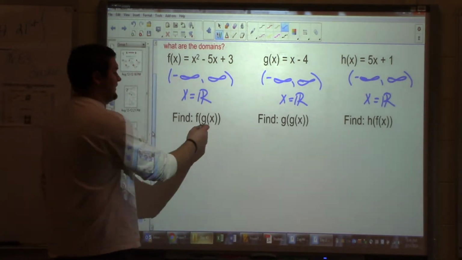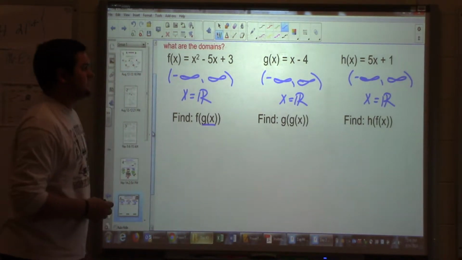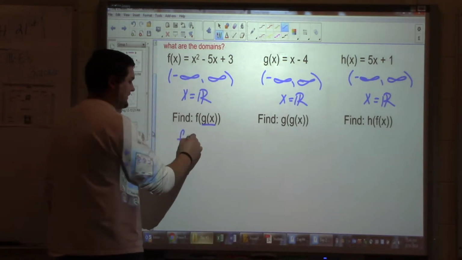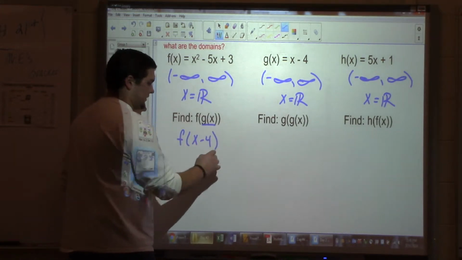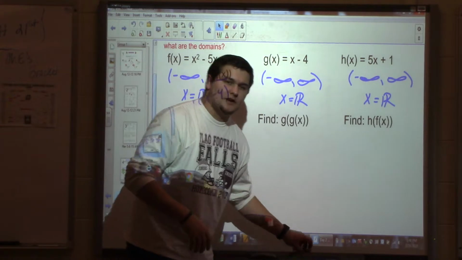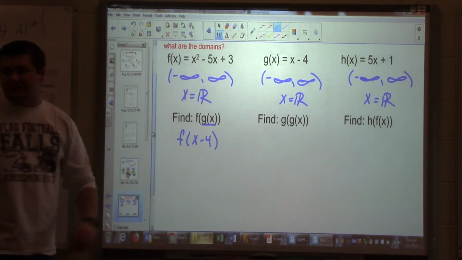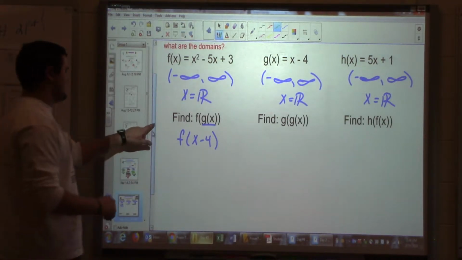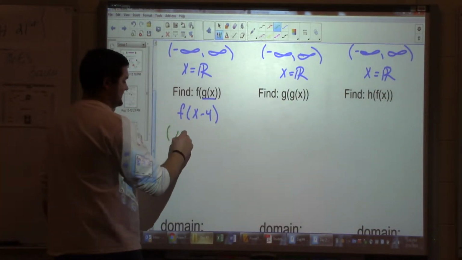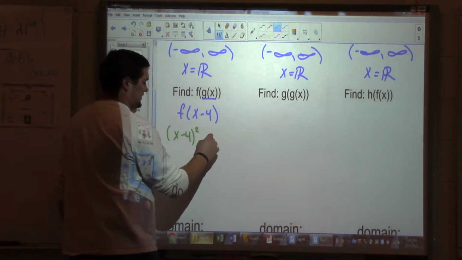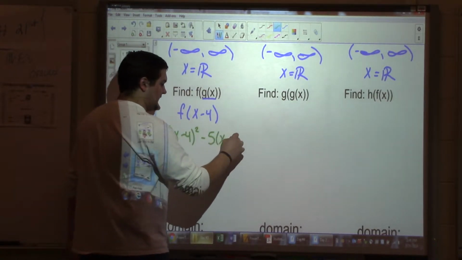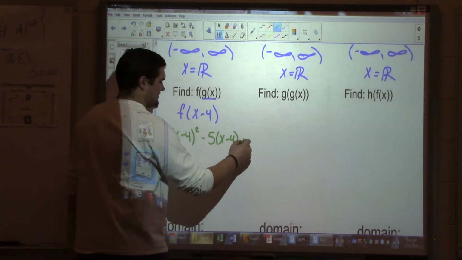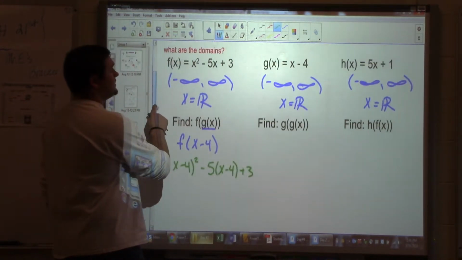So, f of g of x. So g of x equals x minus 4. So I'm going to make it f of x minus 4. And then anywhere in my f function that I see an x, I'm going to replace it with x minus 4. So, this turns into x minus 4 squared minus 5 times x minus 4 plus 3.